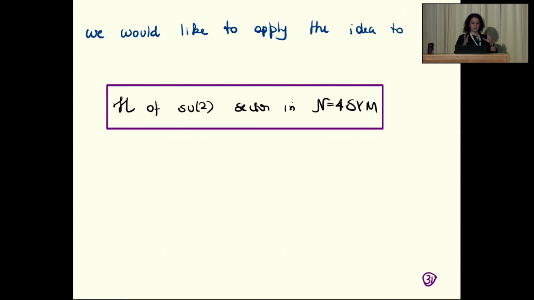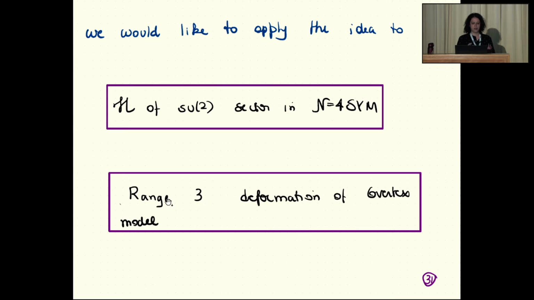And what we would like to do now is to apply this to the Hamiltonian of the SU(2) sector in N=4 super Yang-Mills. So we'd like to see if we can get the R matrix and the Lax operator for 2-3 loops. And we would like to see if the range 3 deformations in their paper, for the charges, are Yang-Baxter integrable, in the sense that we can get the R matrix and the Lax for them, and if all of the deformations have a Lax and an R matrix. So these are the 2 questions we would like to answer.